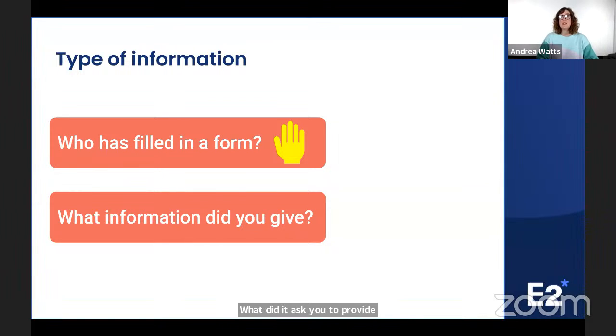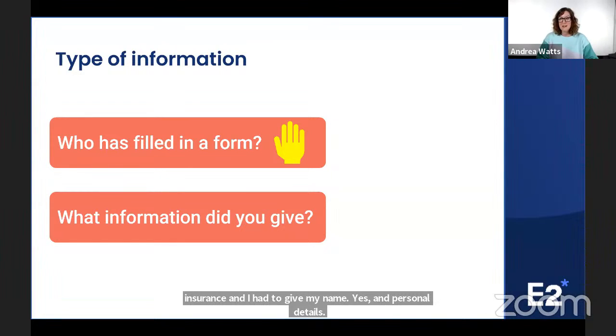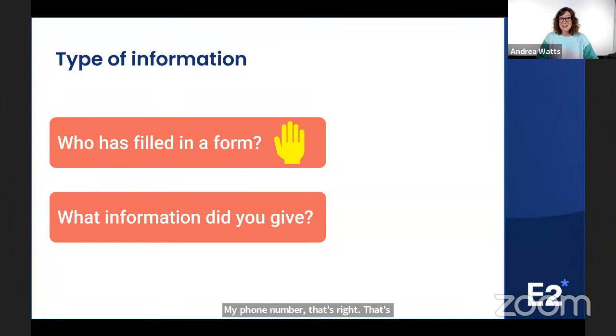I recently had to fill in a form for some travel insurance, and I had to give my name, yes, some personal details, my phone number, that's right, that's very common, age and date of birth, yep. Lots of personal details, yes. And of course, that might depend on what type of form you're filling in. Your home address, Nancy, yes, absolutely. Let's have a look at this in a bit more detail.